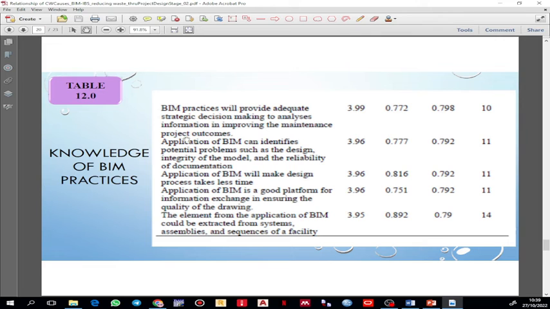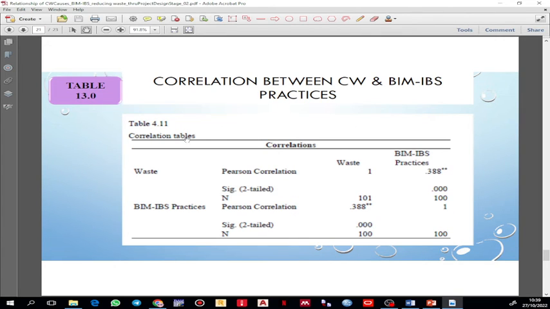We just continue from the previous table. On the correlation, I ran a correlation between construction waste cost and BIM IBS practices. The significance value is below 0.05, so there is a significant correlation between the waste cost and BIM IBS practices.